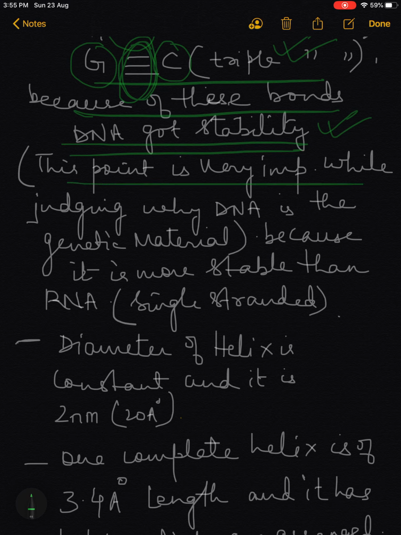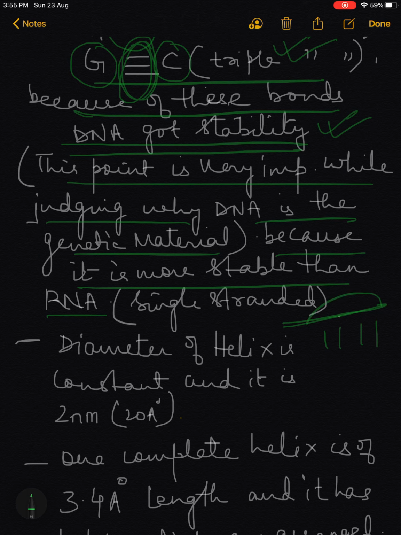You see, this point is very important while judging why DNA was the genetic material, because it is more stable than RNA. Why is RNA not stable? Because RNA is single stranded. There is no other strand to form the bonds, no other strand to make the bond, so it is not stable. DNA is a stable genetic material. Okay, so this point was very important.